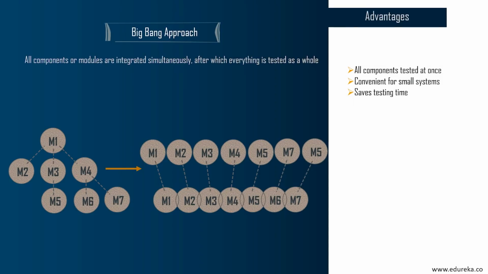Talking about advantages, as you can see, all the components are tested at once. So it saves a lot of time because we don't use any stubs and drivers, and also it saves a lot of time. And this process is convenient for smaller systems because there will be fewer modules to combine or act on.